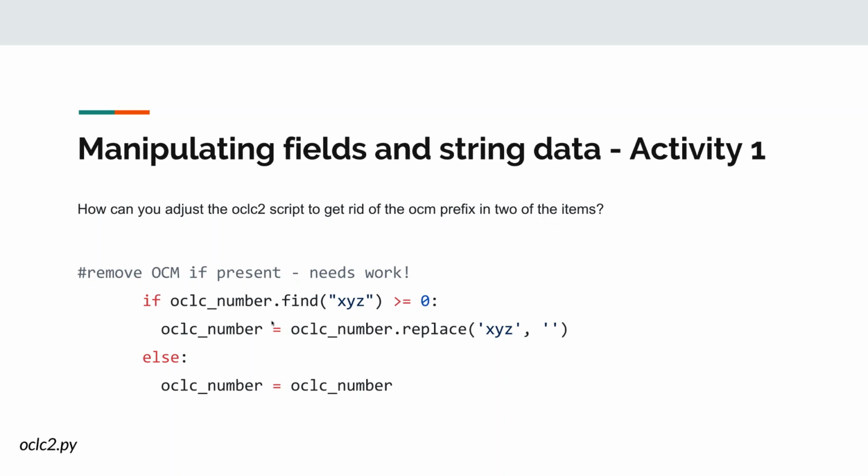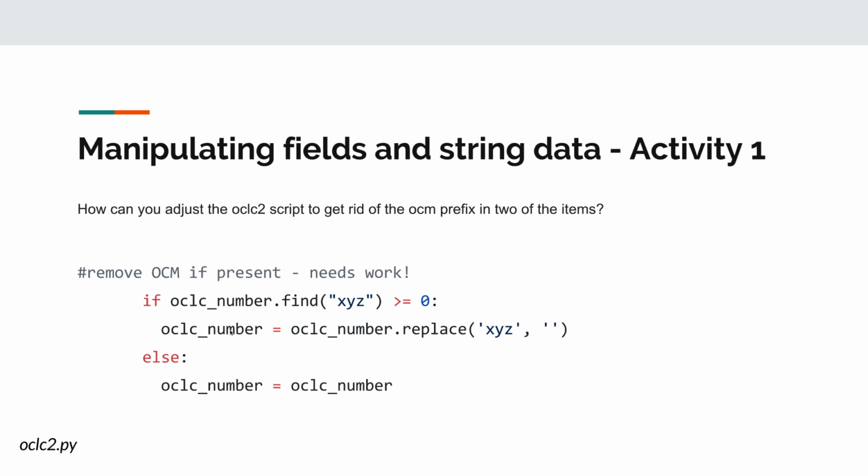There was another conditional in that same file, and we had a little assignment as part of the GitHub repository that asked us, how can we adjust the OCLC2 script to get rid of the OCM prefix in 2 of the items? If you worked through any of the examples, you might have seen that when you output OCLC2, the output in your terminal would include the OCM prefix in 2 of the records. And that's because this conditional wasn't quite finished.